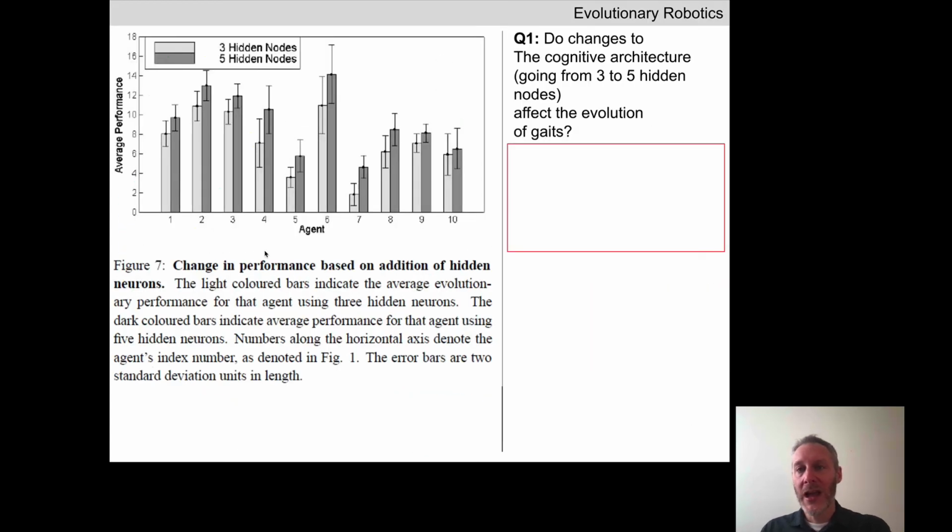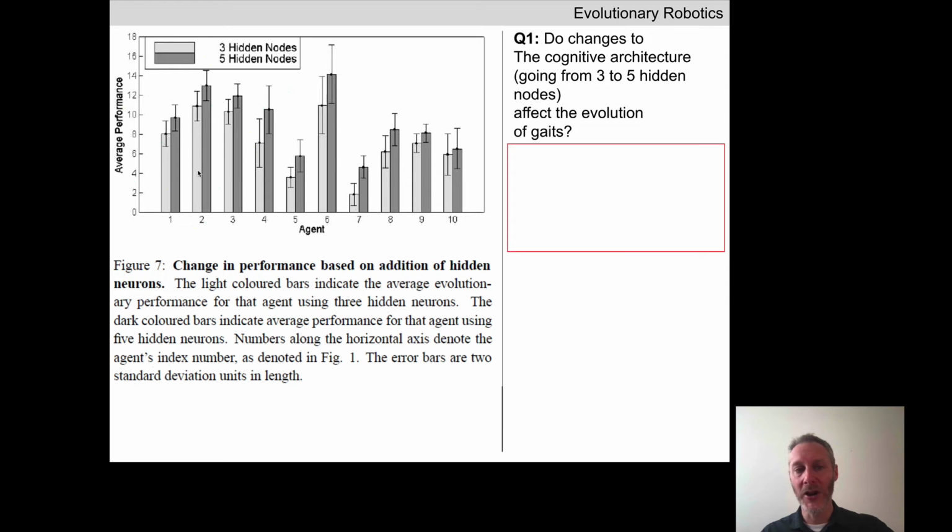I then re-ran all 10 robots, I re-evolved neural networks for all 10 robots, but I expanded the number of hidden nodes from 3 to 5. So basically, I gave them all bigger brains. They all had the same brain, but it was bigger. Evolved the set of synaptic weights in those bigger brains and recorded the average movement of the evolved robots at the end, which corresponds to the dark gray bars you see here.